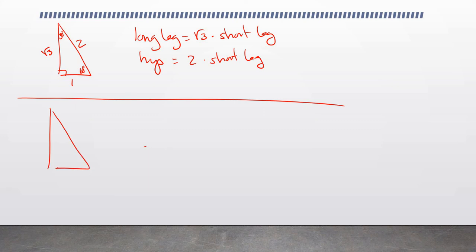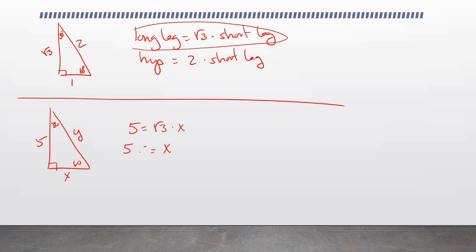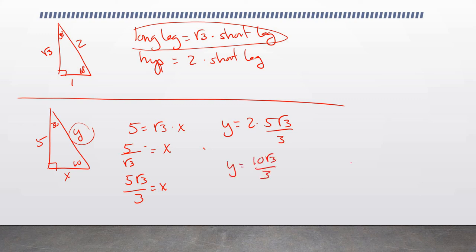Let's say I give you the long leg, 30-60. Let's say I tell you that the long leg is 5. How would we find the short leg and the hypotenuse? Well, I'm going to start with this relationship. The long leg is root 3 times my unknown short leg. So x is 5 divided by root 3, which is 5 root 3 over 3. My y value, or my hypotenuse, is 2 times the short leg, which I just found. So my y value is 10 root 3 over 3. Okay?